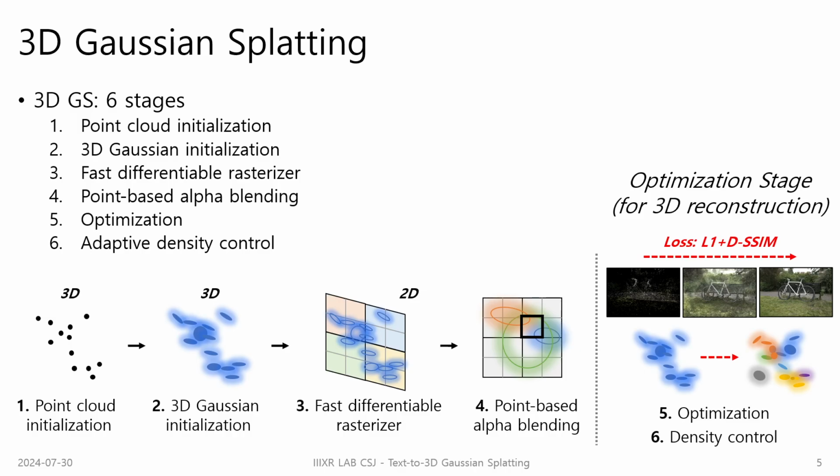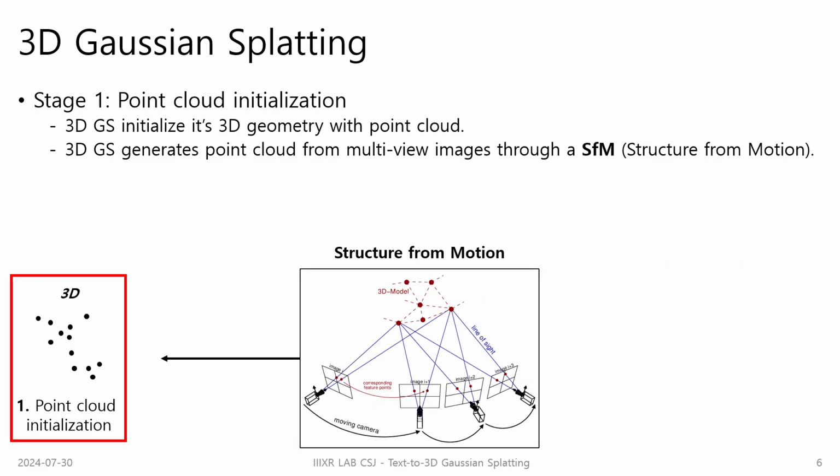3D Gaussian splatting can be divided into 6 stages. First, a 3D point cloud is generated. This point cloud can be created through random sampling or based on feature points inferred from multi-view images. In the original paper of 3D Gaussian splatting, the point cloud is initialized using the structure from motion (SfM) algorithm, which reconstructs 3D structures from 2D image sequences.